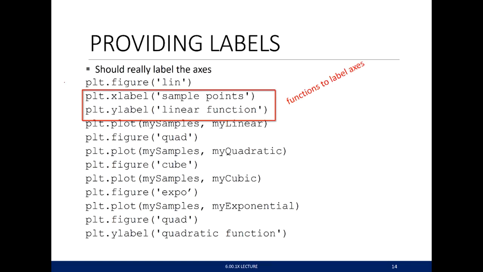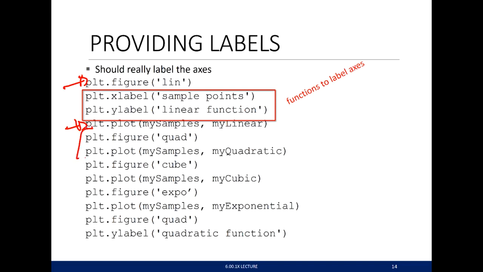First of all, I open up a figure that I'm going to call lin for linear. And the next two calls are putting an x and y label on that graph. They just take string arguments. So on the x-axis, I want to say sample points. On the y-axis, I'm just going to say linear function. Obvious things to put in there. I then do the plot of my samples versus my linear, as we did before.